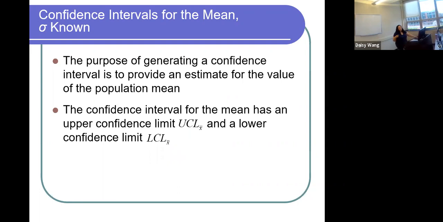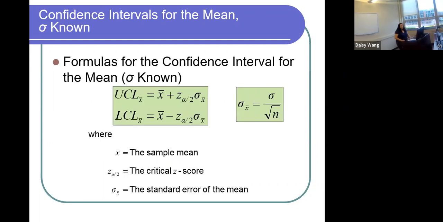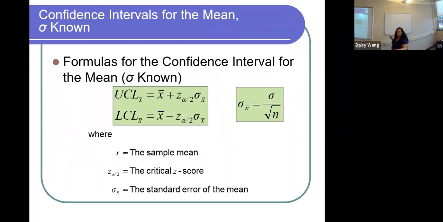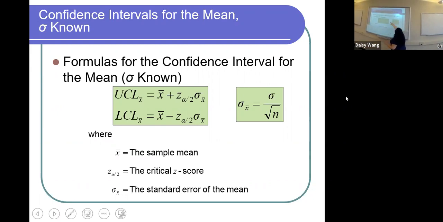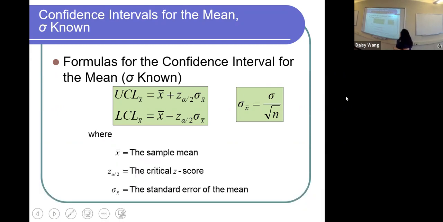To get the confidence interval, it depends on how big we want the z value to be, and then we multiply that by the standard error of the mean. So it looks like this. It's very similar to what we learned in the previous chapter on the normal distribution, but the only thing different is this: instead of sigma, we use sigma x bar. That's the standard error of the mean, which is this.